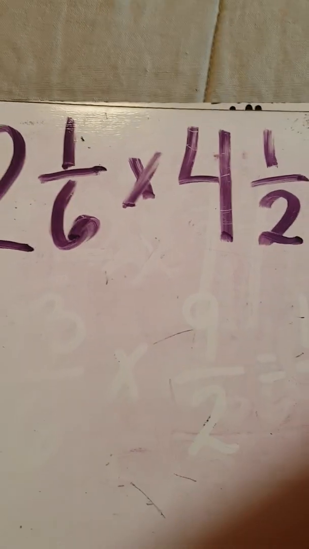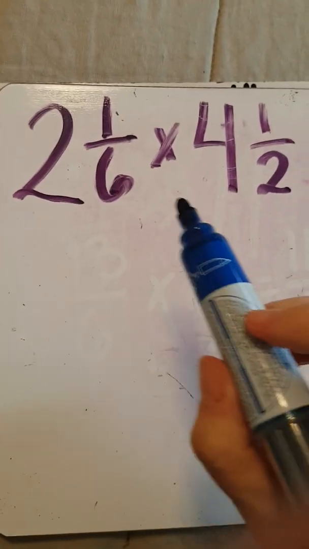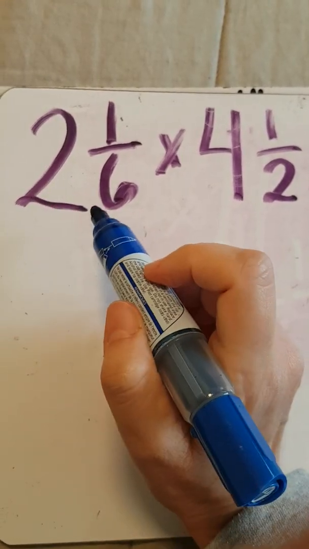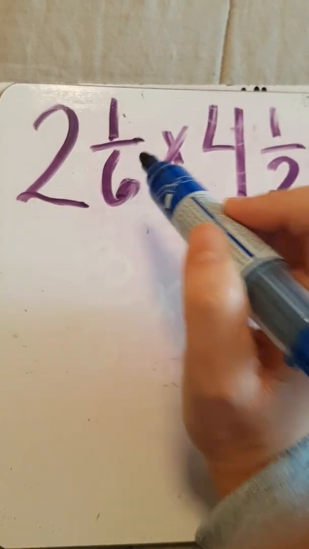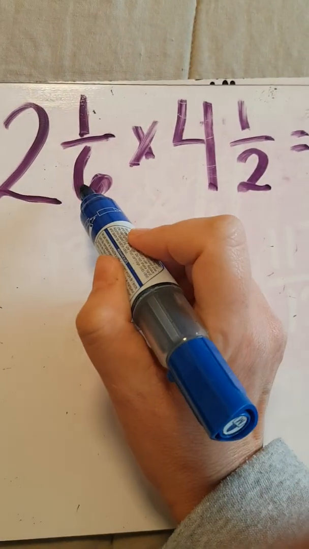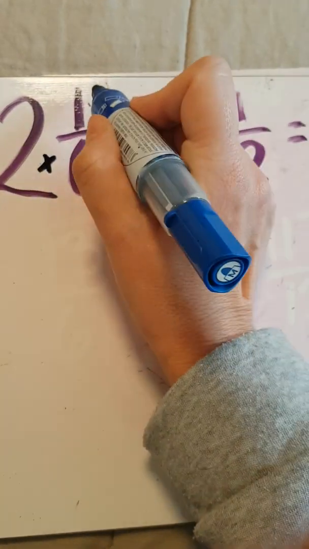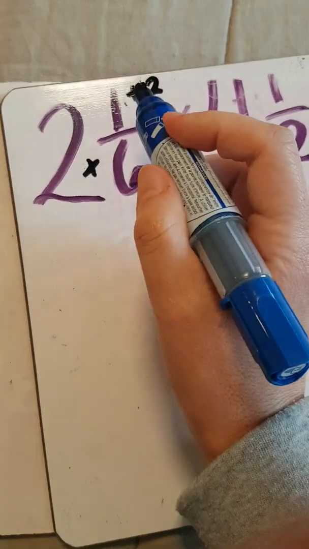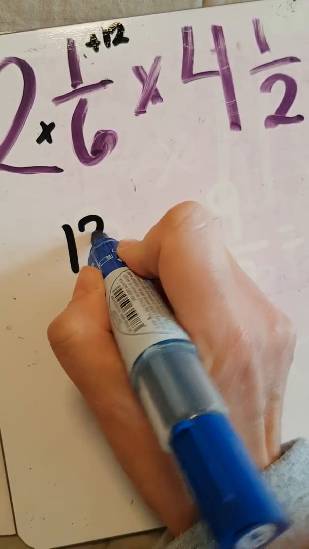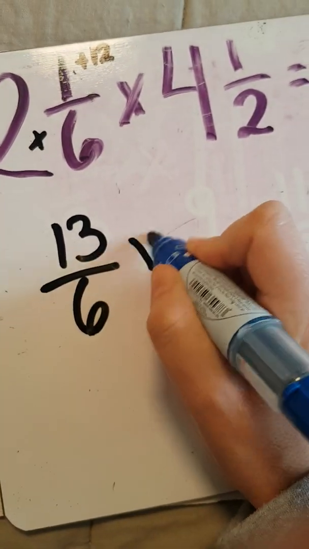Let's look at another one. This just happens to be the first problem of today's assignment. So again, I'm going to think of this as a vacuum cleaner. I need to suck my whole number into my fraction. In order to do that, I multiply 6 times 2 equals 12. Therefore, I add 12 to my numerator. 12 plus 1 is 13, and I keep the 6 as my denominator.